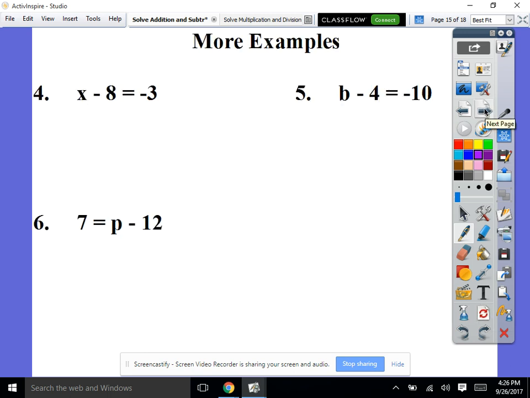All right. I like to box in my terms. I need to get rid of -8. The opposite of -8 is +8. So I'm going to add 8 to each side. That gives me x equals -3 plus 8 is 5.